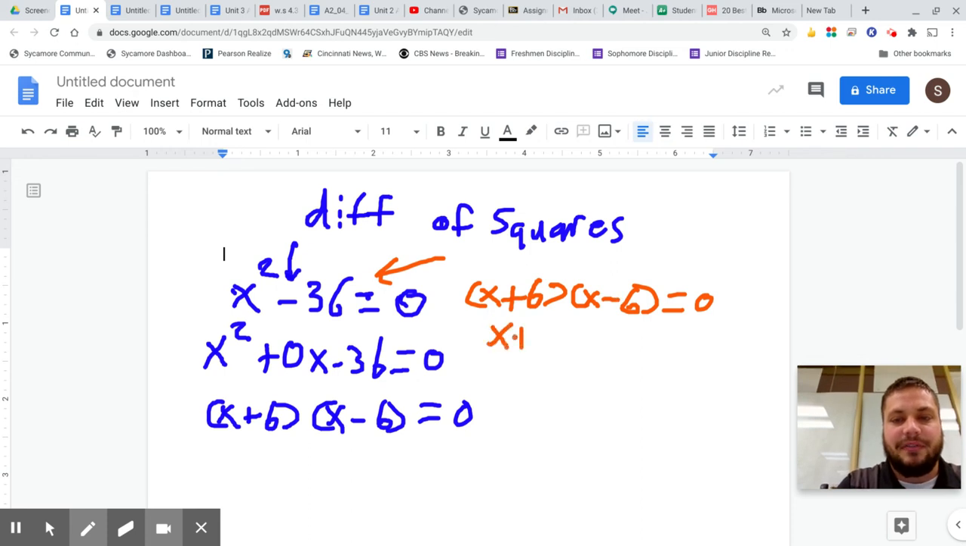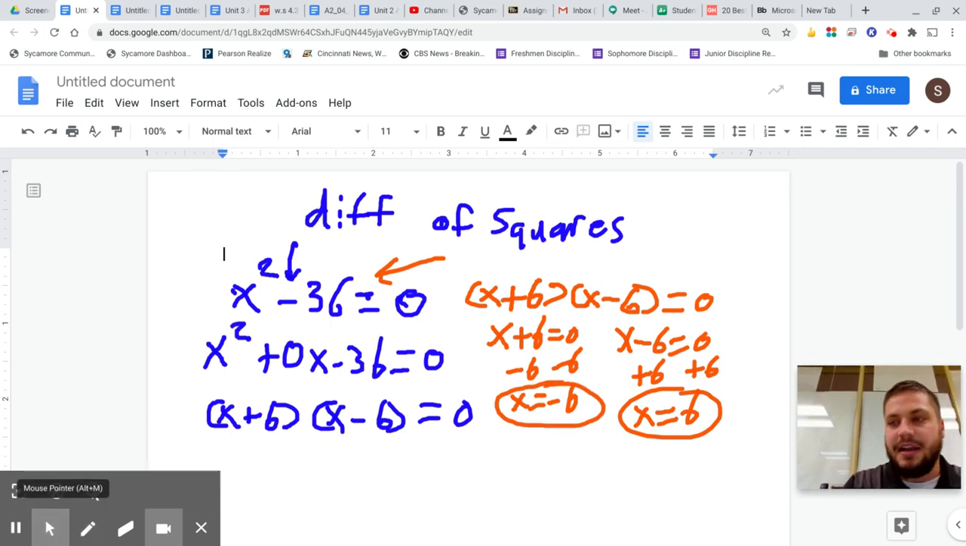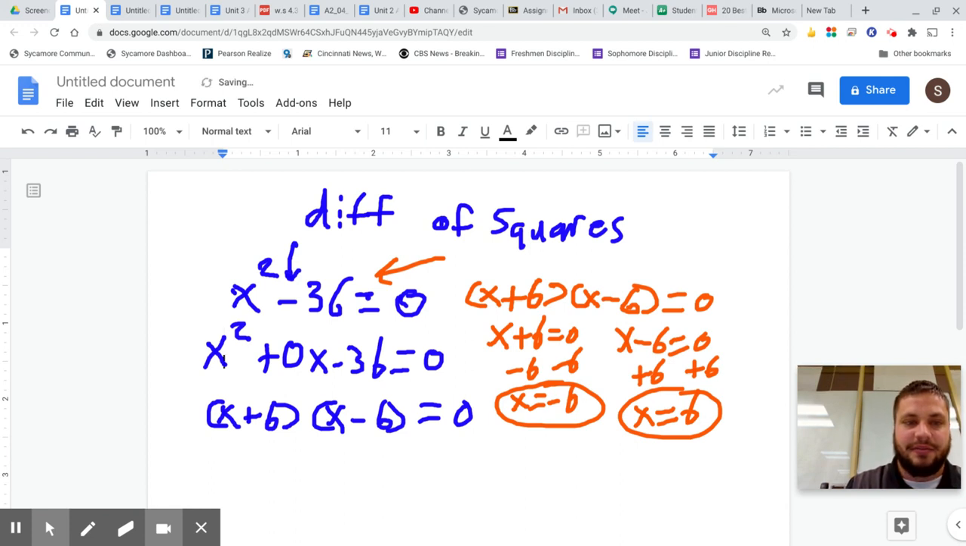And then, of course, yes, we'll set these equal to 0 to solve. So I minus 6 here to get that x equals negative 6. I said x minus 6 equal to 0. I add 6 here to get that x equals positive 6. Okay, so the key is just recognizing that it is, in fact, a difference of squares. Okay, so that way you can use the little shortcut.